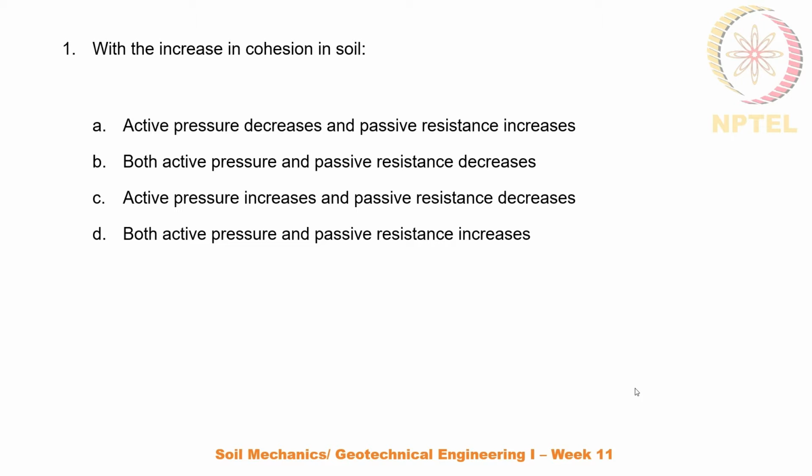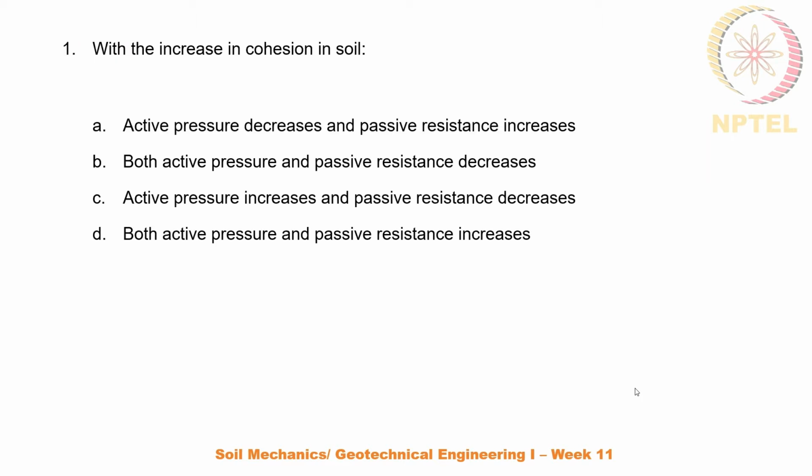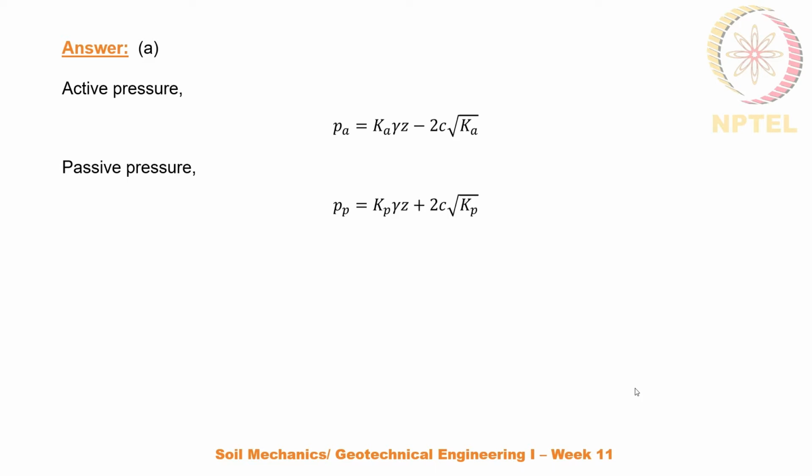All right, so let's see what is the correct option. The correct option is option A, that is active earth pressure decreases and passive resistance increases. So let's see how. By the equation we have active pressure is equal to Ka gamma z minus 2c root Ka, and passive pressure is equal to Kp gamma z plus 2c root Kp.